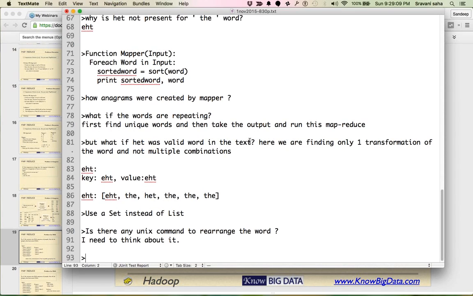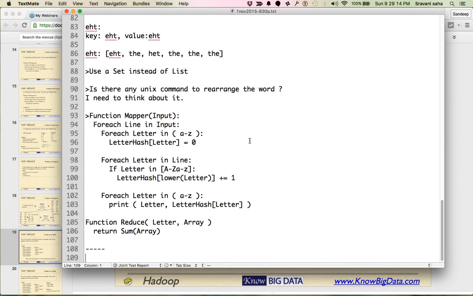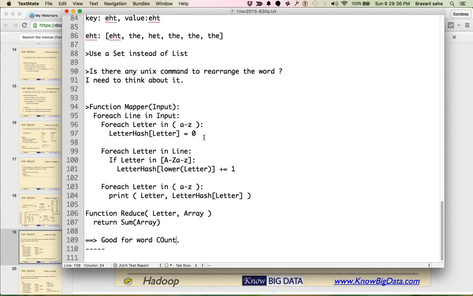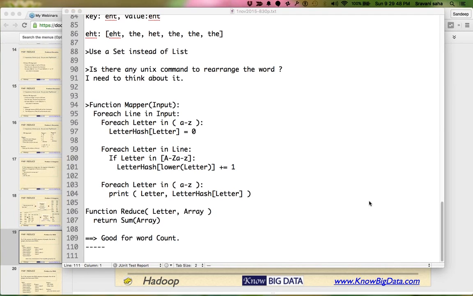There is a code from Pavan. Let me just put it here. We will discuss it after this. Looks very interesting to me. Yes, this is good. This is good for word count. And this is the strategy we actually talked about. Yes, good. All right, now going ahead with Randhir's answer.